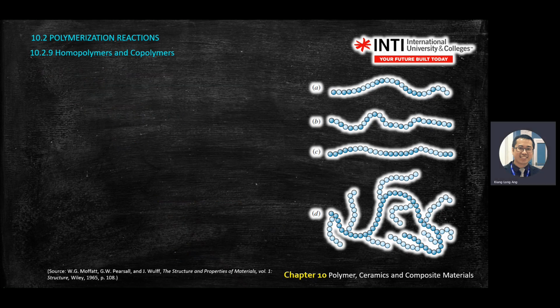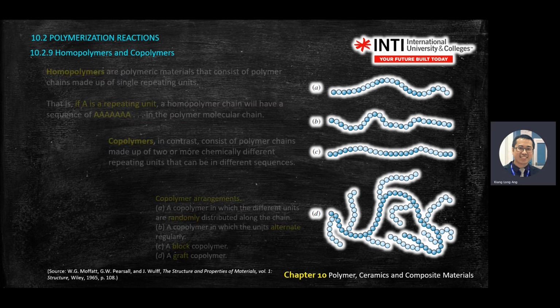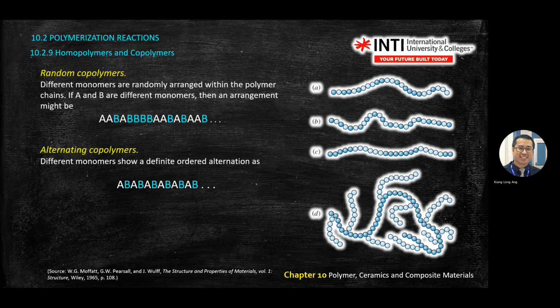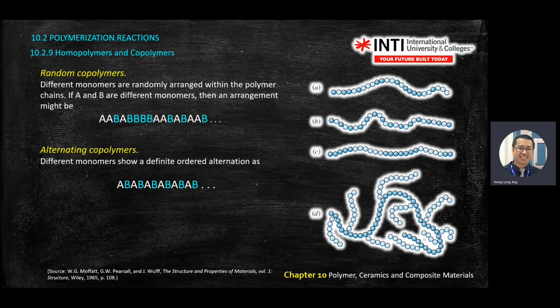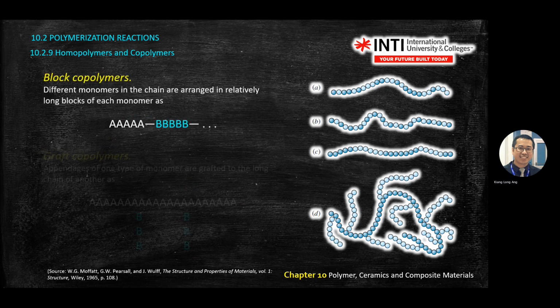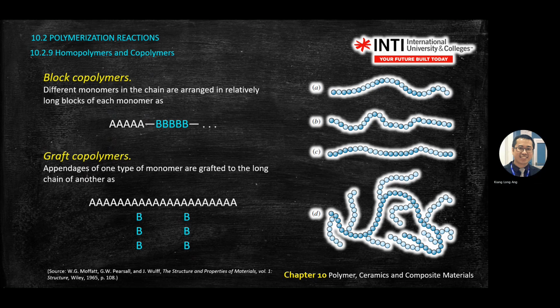Okay, so this is the random copolymer that I mentioned just now. Alternate and so on: A, B, A, B, B. This one I already explained. So this is how you explain. You can either draw graphically or use alphabets to explain.